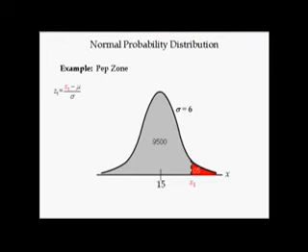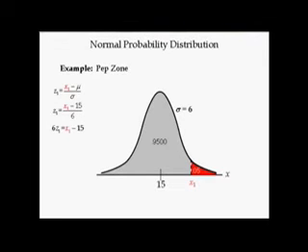Because we do not have a probability table for a normal distribution with a mean of 15 and a standard deviation of 6, we have to convert x to z using the z-score. z1 equals the deviation from the mean divided by the standard deviation. Substituting the values of mu and sigma yields the quantity (x1 minus 15) divided by 6.